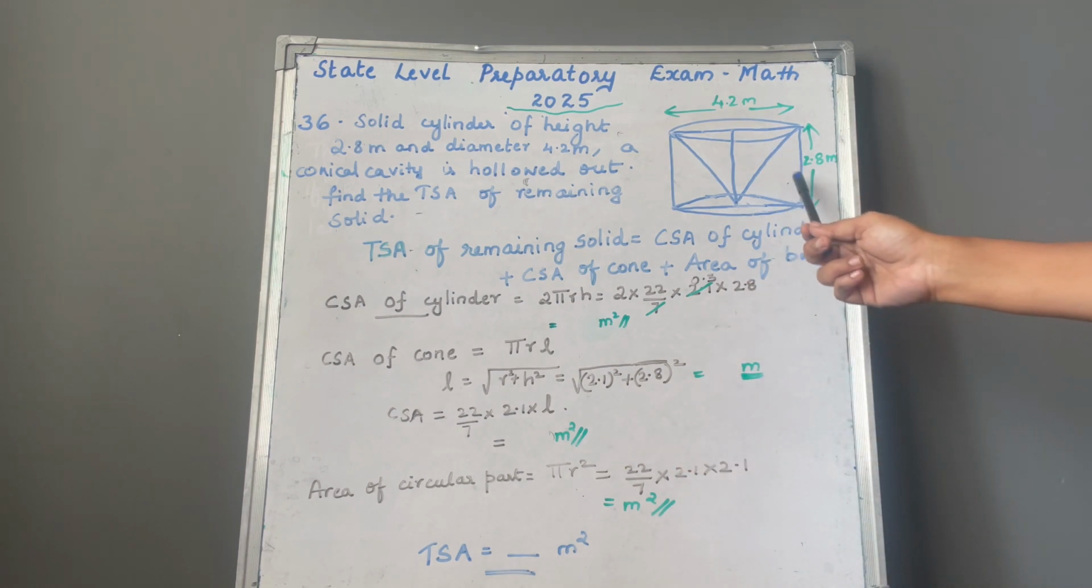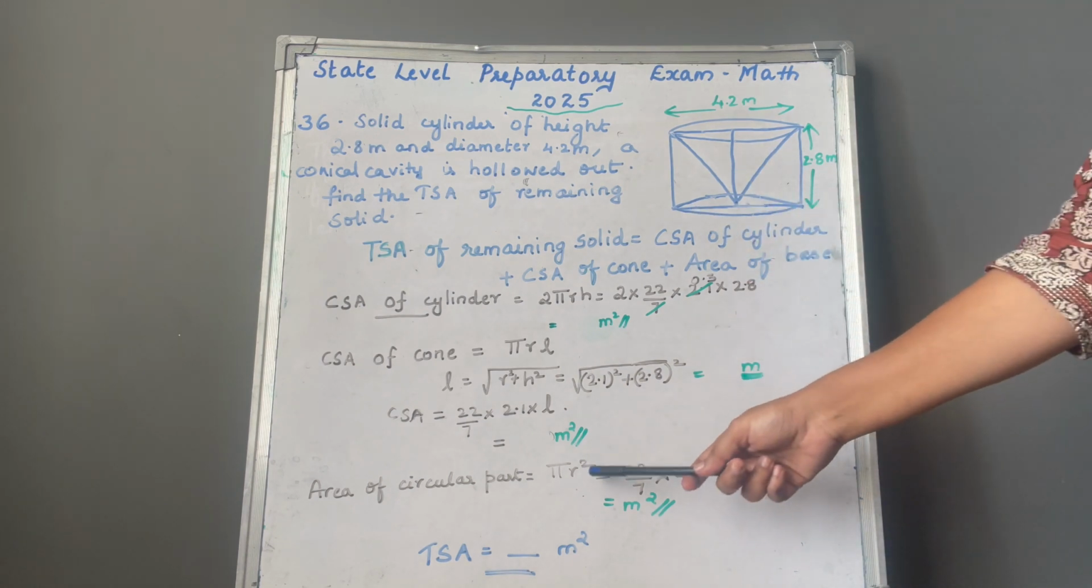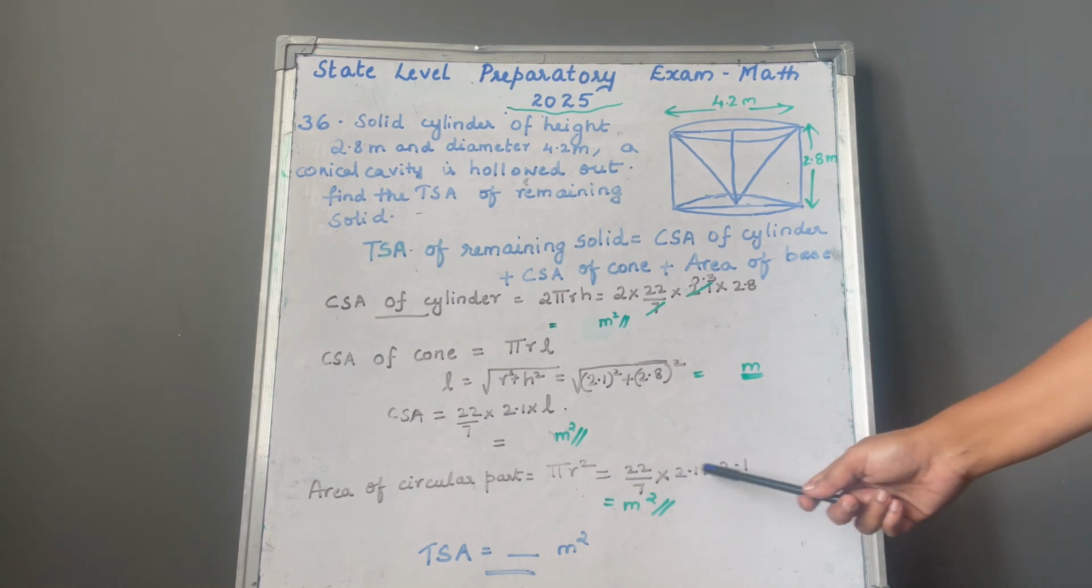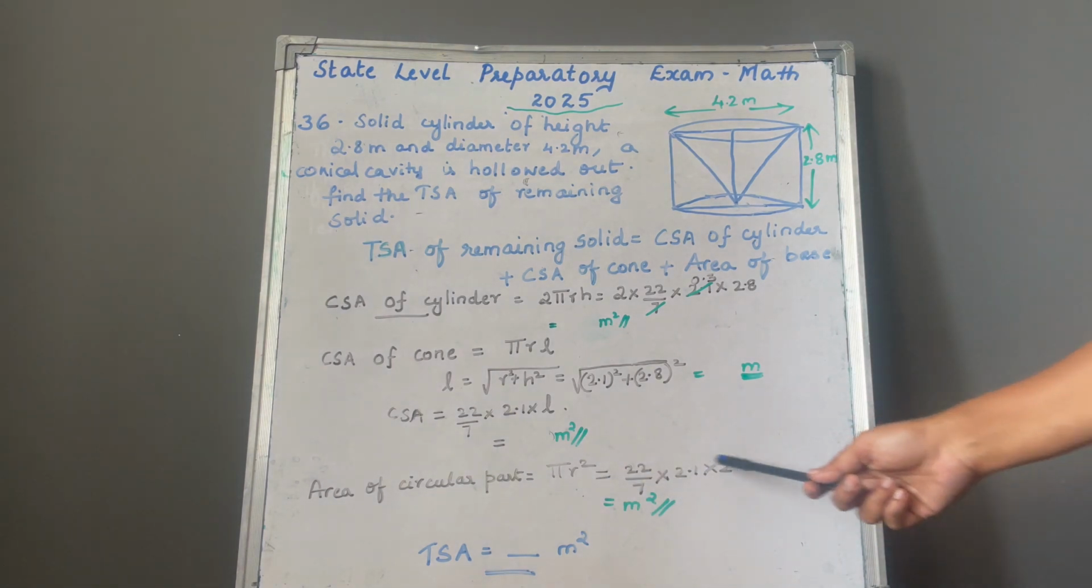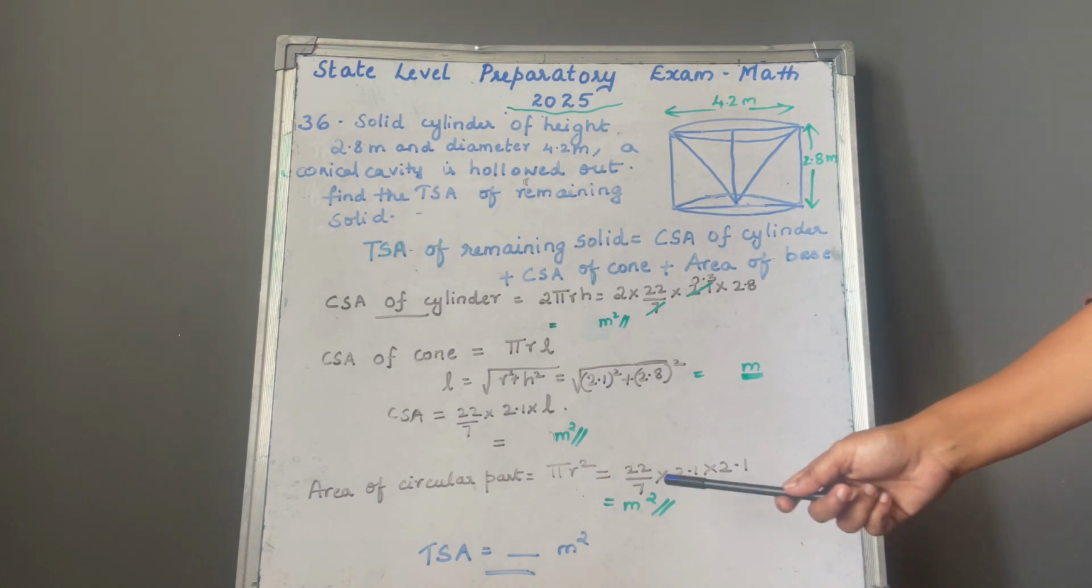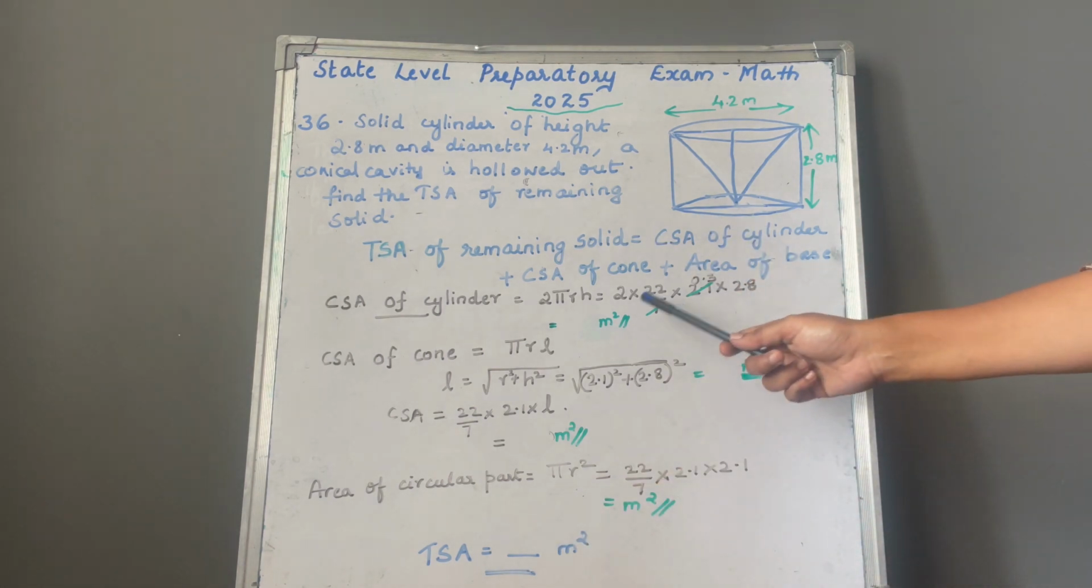And the area of the circular part is pi r square, which is pi into 2.1 into 2.1. We will get that in meter square. To find the TSA, we have to add all the 3.